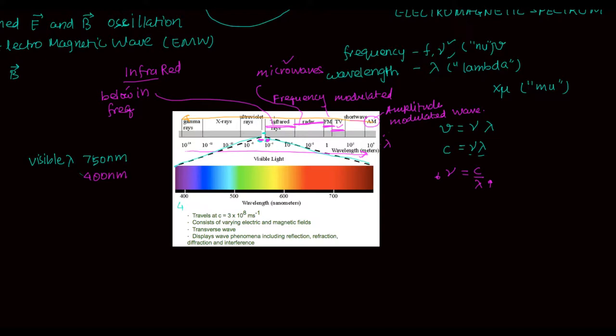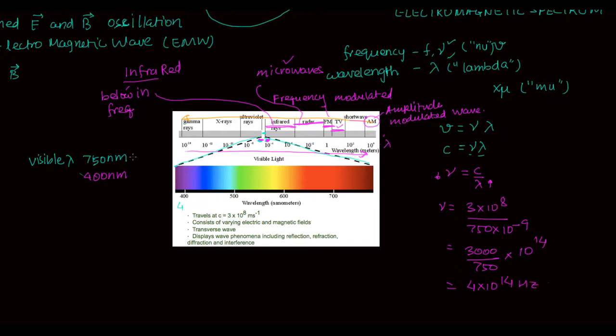This one, right? And there is a corresponding frequency related to that. Let me calculate the corresponding frequency. When it is 750 nanometers, it is 3 into 10 to the power 8 upon 750 into 10 to the power minus 9. This is easy to calculate. I'll transfer 3 zeros from here, so this becomes 3000 upon 750 into 10 to the power 9, which is 4 into 10 to the power 14 hertz, right?